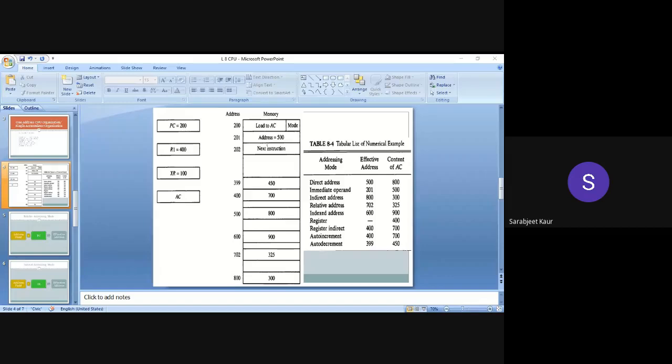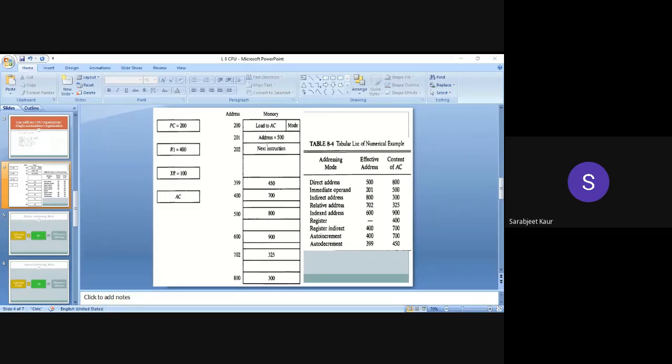Next, register indirect mode. Now in register indirect mode, R1 is specified here. I go to R1, I get 400, but this 400 this time is not the operand but the effective address. So I go to 400 and I get 700 as my operand. So you can see that 400 is the effective address and 700 is the operand.